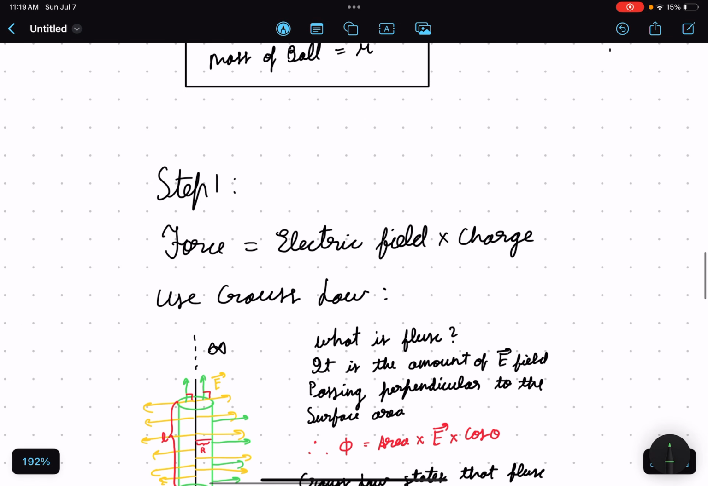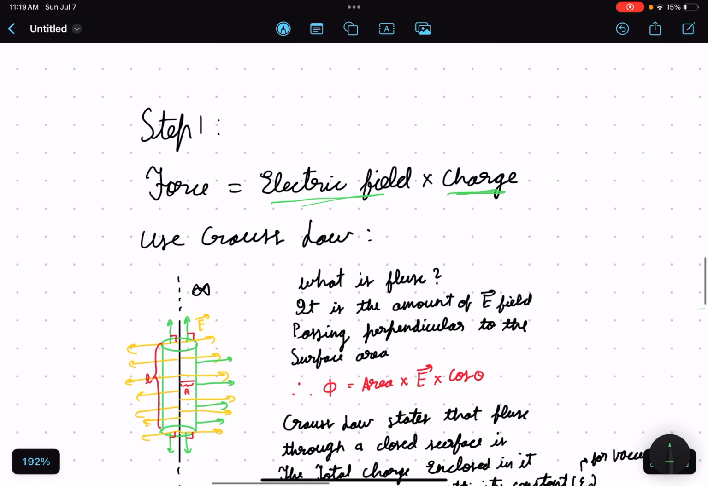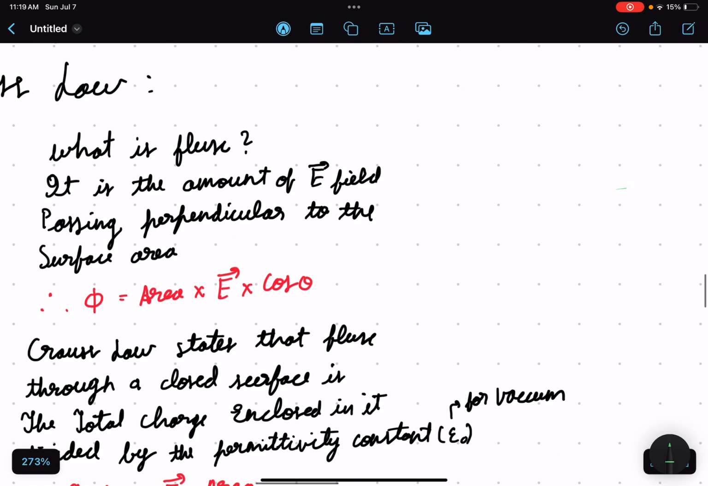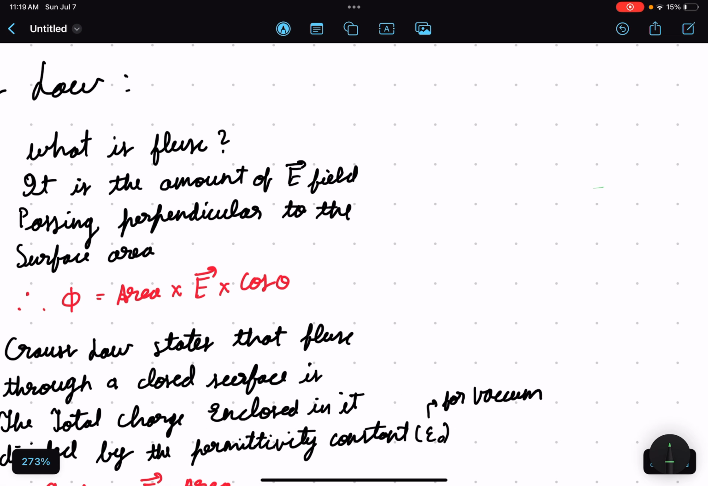So step 1 is finding the force, right? We already know the charge as they've given it in the question, so we only have to find the electric field. To find the electric field, we can use Gauss law, but before we use it, you must know what flux is. Flux is the amount of electric field passing perpendicular to the surface area and parallel to the area vector. If I take an example surface like this, and the electric field is going like this, that's the electric field.